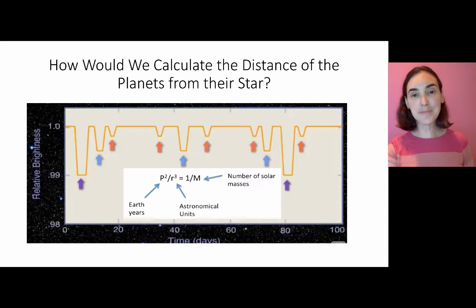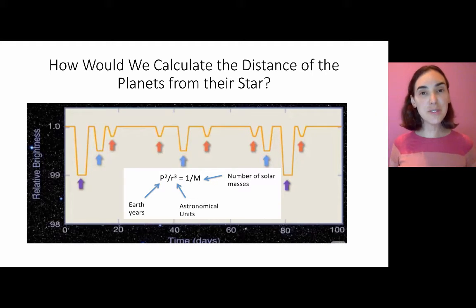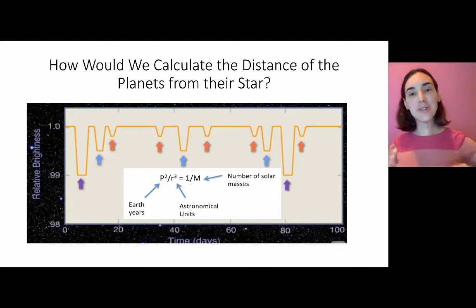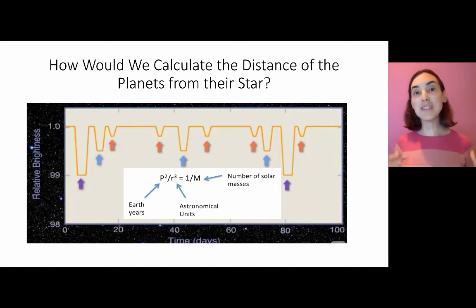So remember Kepler's 3rd law, that if we have the square of the period divided by the cube of the radius, where the period's in Earth years and the radius of the orbit is in astronomical units, 1 astronomical unit being the distance between the Earth and the Sun, then that ratio is equal to 1 over m, where m is the number of solar masses. So m would be 6 if we're dealing with a star that has 6 times the mass of our Sun, for example.